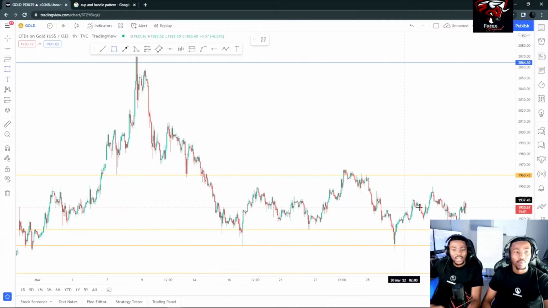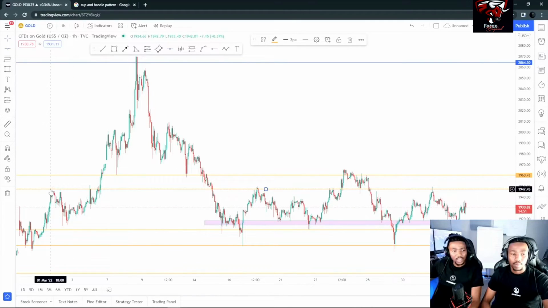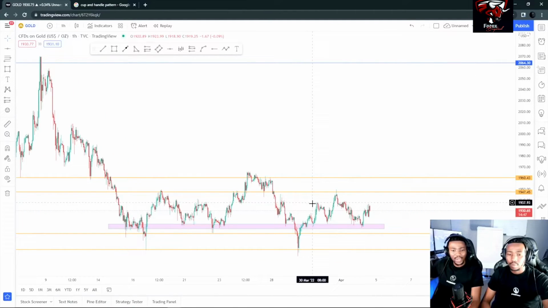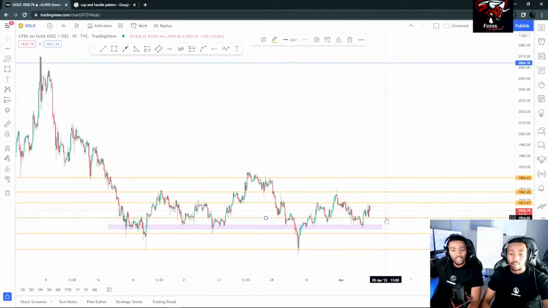Apart from that, I can see as well that we have a very strong support zone here. And on top of that, we have an area that has been respected all the way from the past to the current moment. So the market also has a very strong key chart level that I need to cater for. I see that the market is basically playing around these levels.